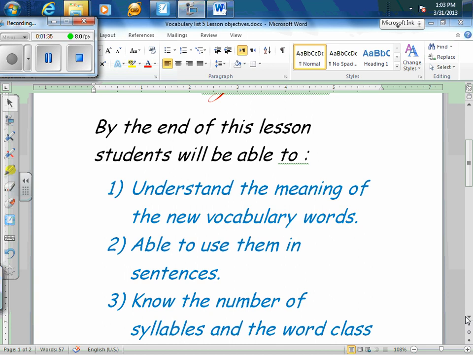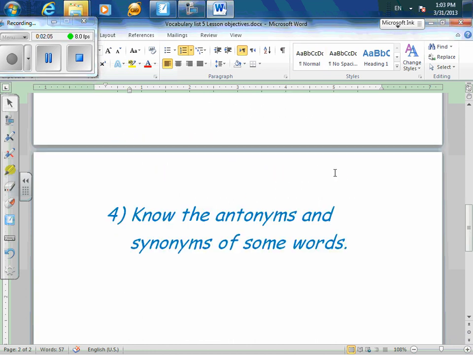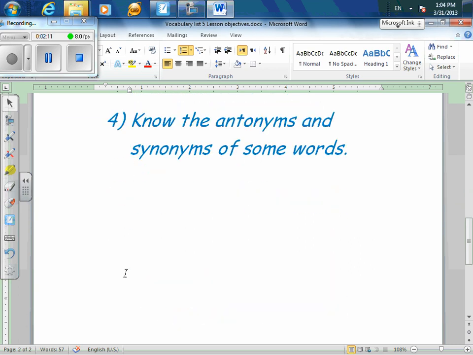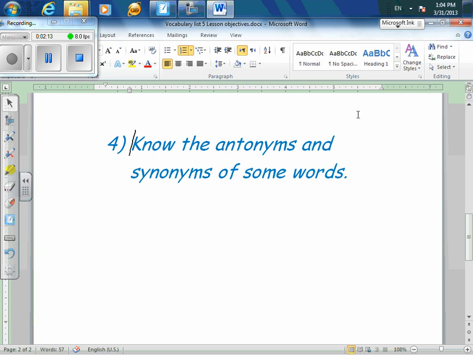So you'll be able to understand the meaning of the new vocab words, and you'll be able to use them in what? Excellent. Thank you, Abdurrahman. He's only waking up after break time. You're going to be able to use them in sentences. And you're going to know the number of syllables and the word class. What else are you going to cover? We are going to know the number of syllables and the word class of the new vocab. And last but not least, you are going to know the antonyms and synonyms of some words.